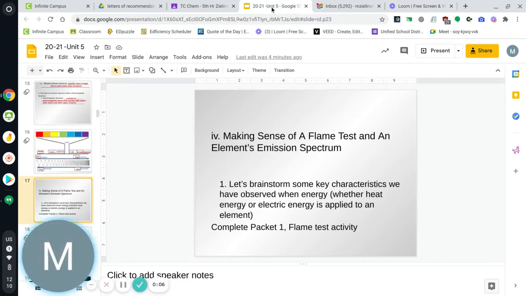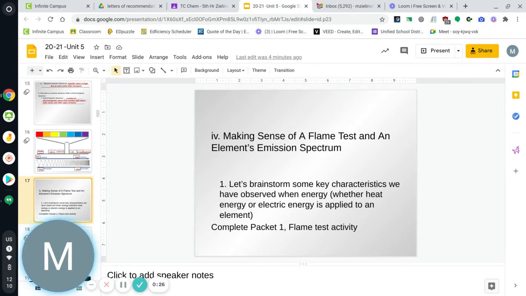So if we think about what we've been looking at, we've been playing around virtually with flames and catching different atoms. I shouldn't say on fire, it's not right. We have been exciting those atoms with either heat or electricity, and we notice that when we do this, they give off these specific colors of light.